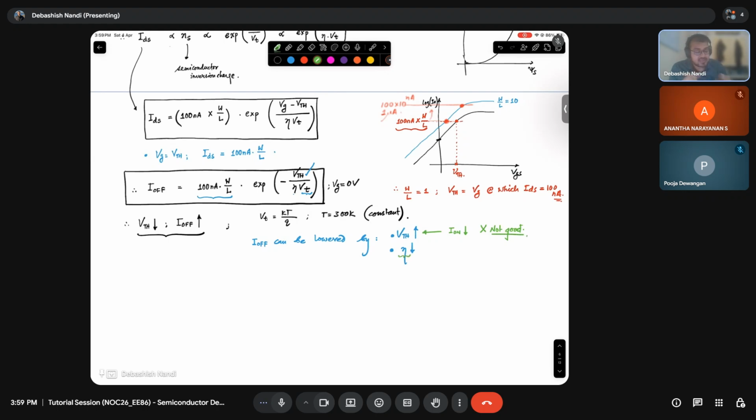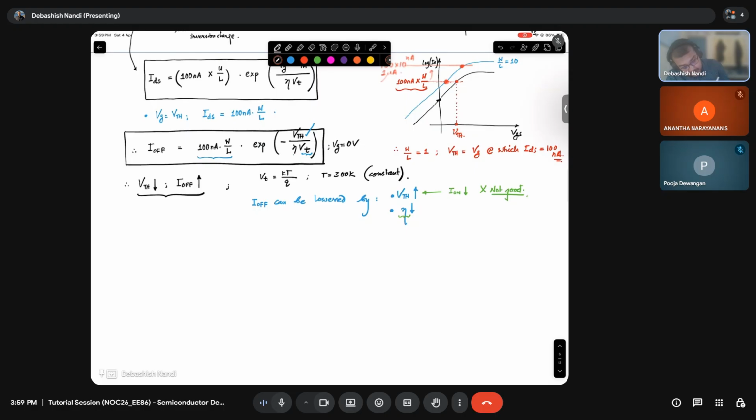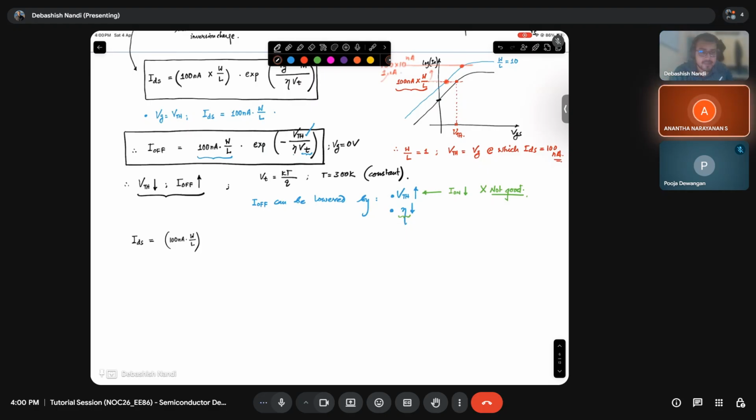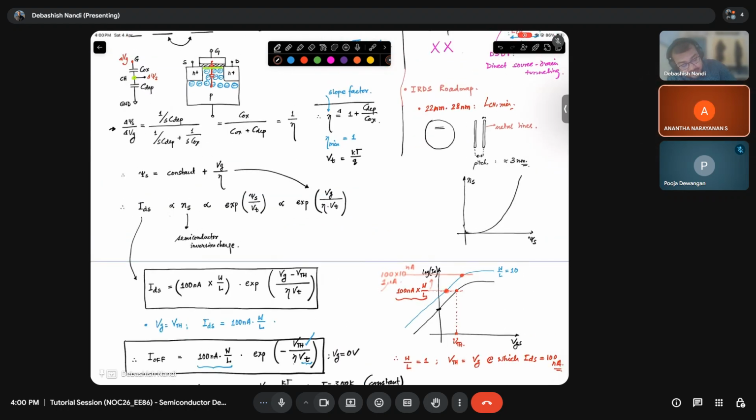Now this n, or eta. So this eta is what? From this equation, let's write this equation again. IDS equal to 100 nanoampere... Sir, isn't it an intrinsic parameter, a unique parameter specific to every type of material? Eta is this.